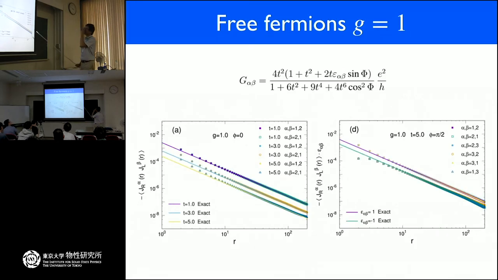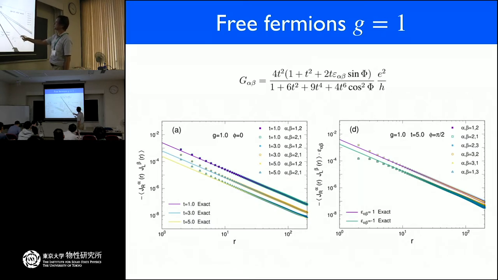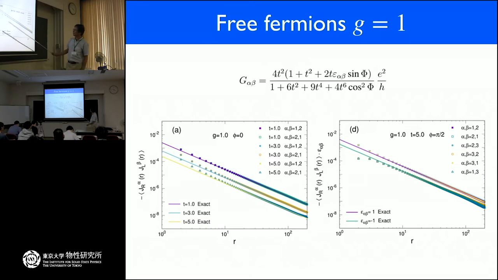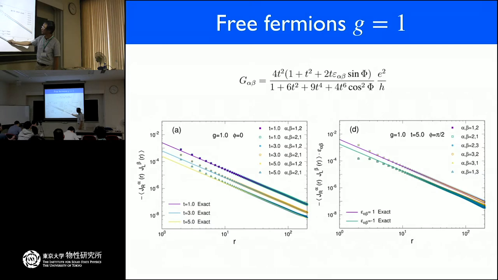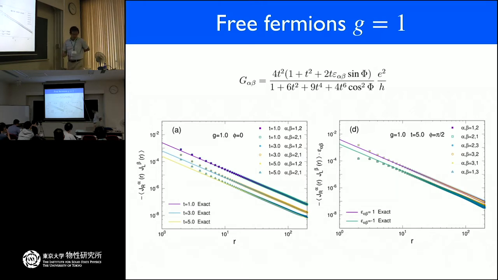So let's check the free fermion case. For the free fermion case, we have an exact formula with regard to the weak coupling, the weak link strength, and the flux. So here we can get the exact results, without the flux and with the flux. These are the expected results, and these are the different chiralities.